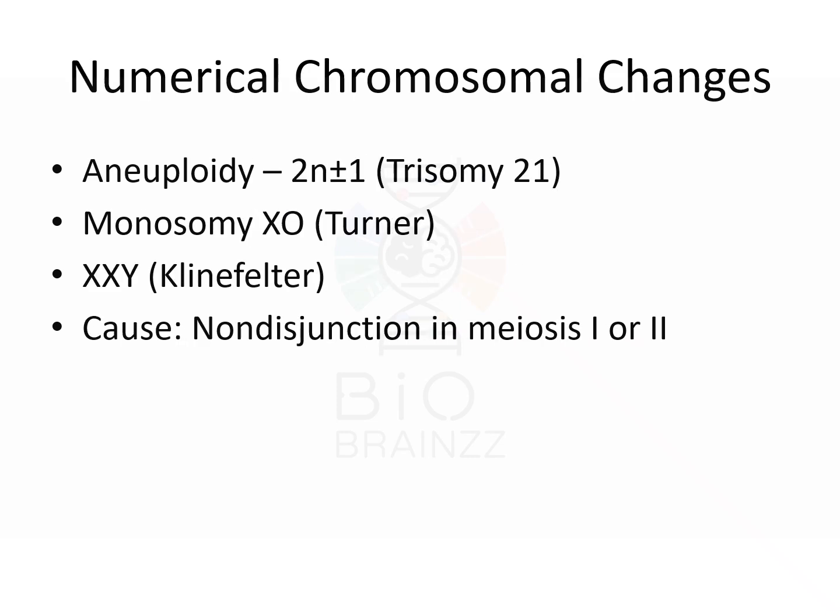Numerical chromosomal changes. Sometimes cells gain or lose entire chromosomes due to nondisjunction during meiosis. This results in abnormal chromosome numbers called aneuploidy. Examples include Down syndrome, Turner syndrome, and Klinefelter syndrome. Understanding how nondisjunction happens helps explain these conditions.